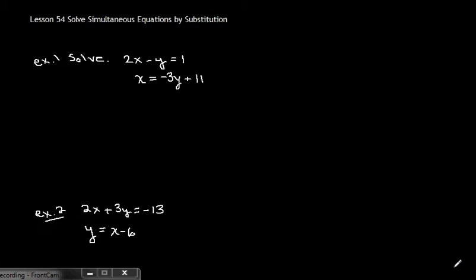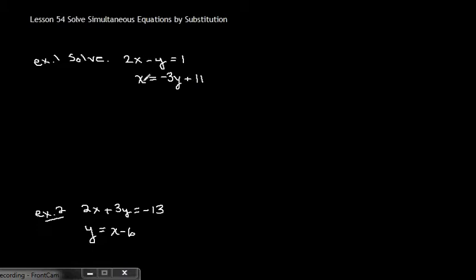Okay, lesson 54, solving simultaneous equations by substitution. Historically, this has been a difficult lesson, but we'll see what happens with you guys. You'll notice that we have two equations and two unknowns, and we need to find x and y.